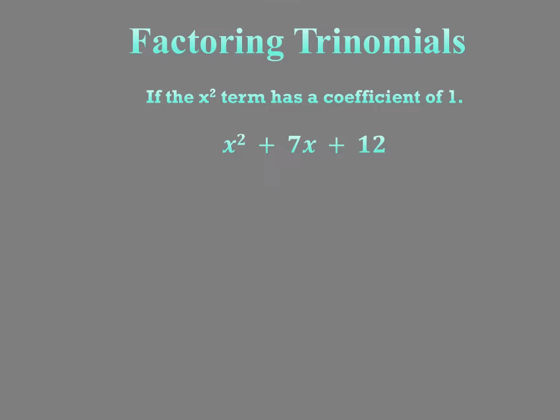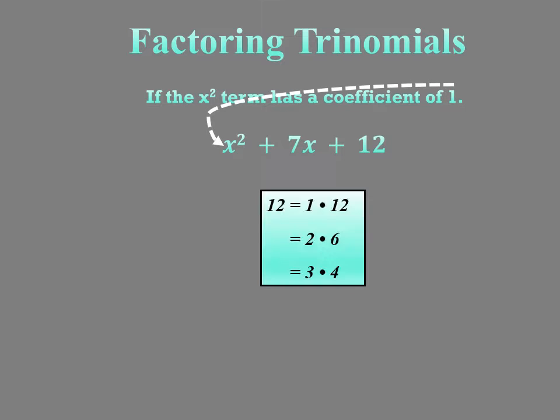Keep in mind, x squared can be factored into x times x. So the first thing, we're going to list the factors of 12. And then we're going to take the two that add up to 7. And therefore x squared plus 7x plus 12 can be factored into x plus 3 times x plus 4.